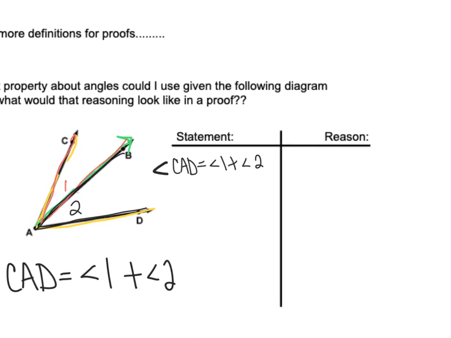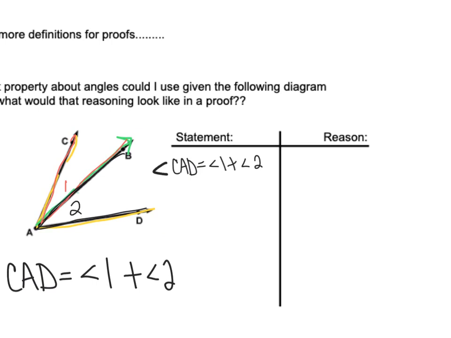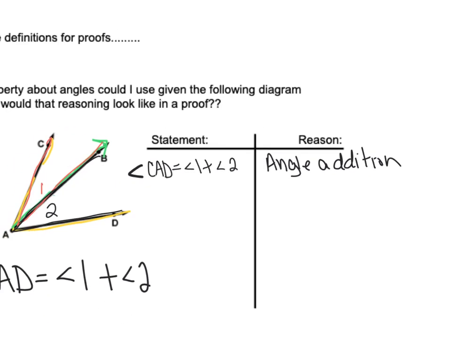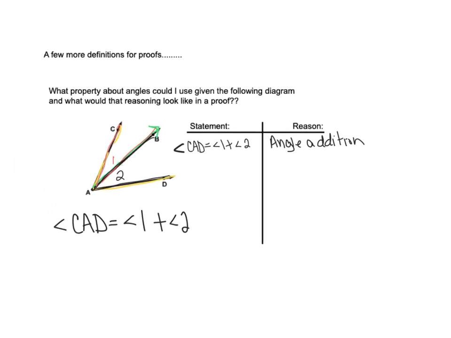Well, when we did this with segments, we called it segment addition. Well, when we do it with angles, we call it angle addition. So anytime we take two angles and add them together, it's called angle addition, which is fairly logical, right? Okay, so let's look at some more.